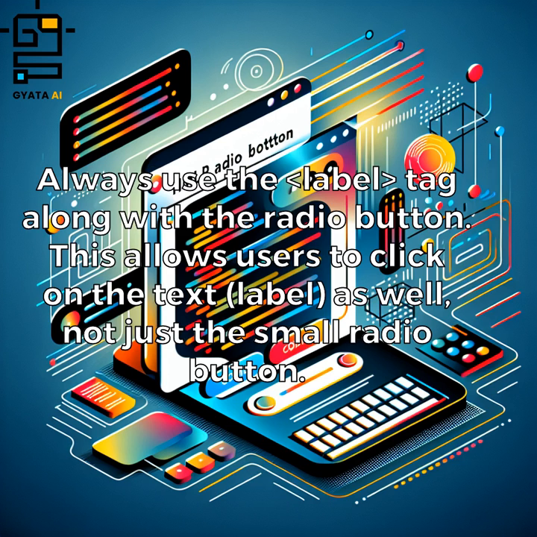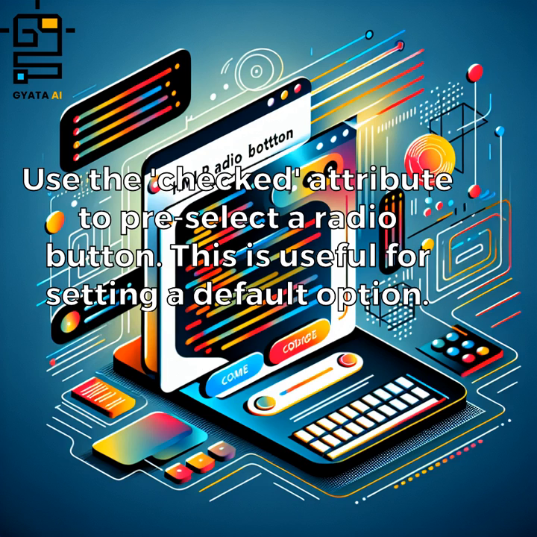Tips and tricks. Always use the label tag along with the radio button. This allows users to click on the text label as well, not just the small radio button. Use the checked attribute to pre-select a radio button. This is useful for setting a default option.